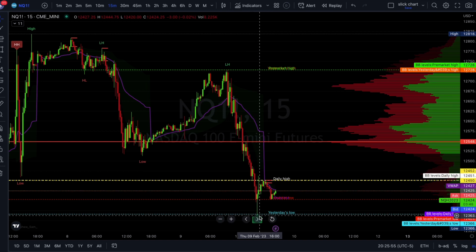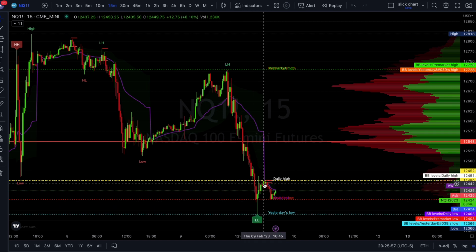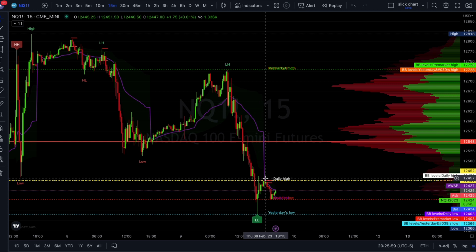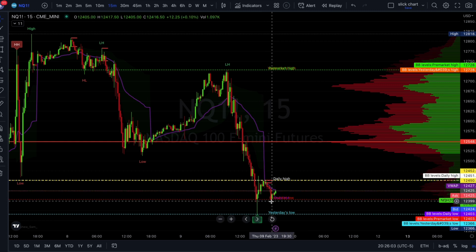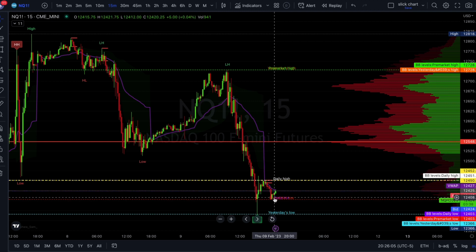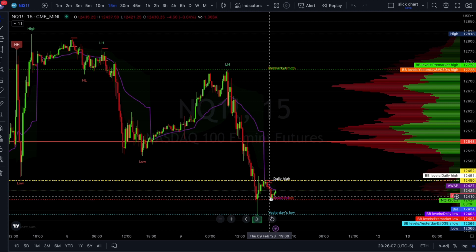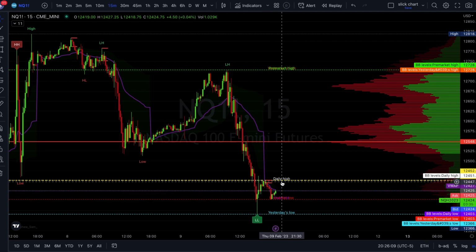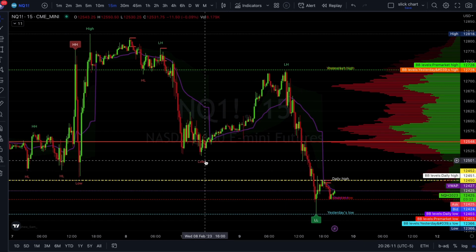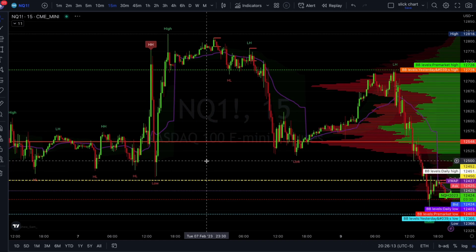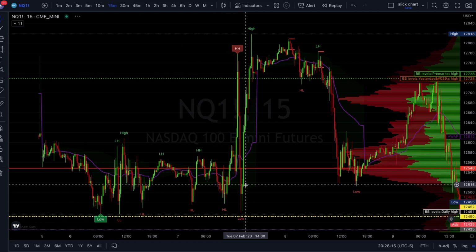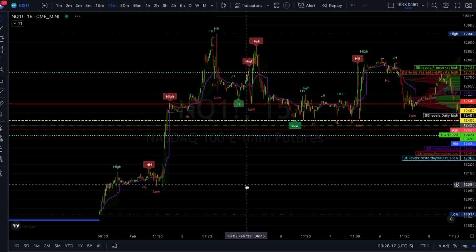So you could have taken a long off of here, off this wick. Obviously it tested here. You could have taken some off, and we made that high, and then obviously risk-reward isn't that great, but you could have taken a short here, a long here, and see if we test back up in this area. But basically, that's what these levels do. It gives you these levels to be able to see.